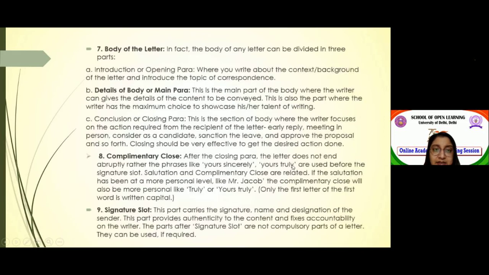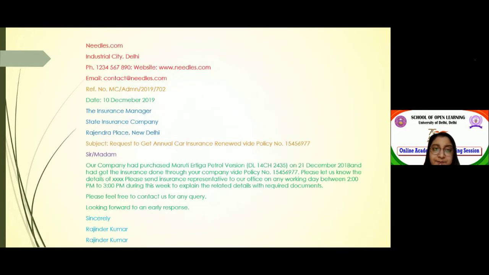Then you can take a screenshot of this. This is the formal letter: the address, the reference number, the date. This is the sender's address. This is the receiver's address, the subject. Then, of course, you have the salutation, sir or madam, and the body, which mostly includes the paragraphs.